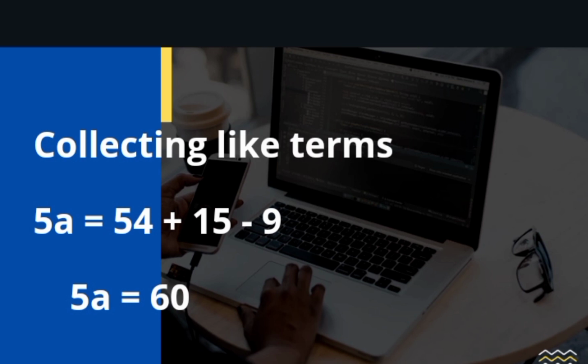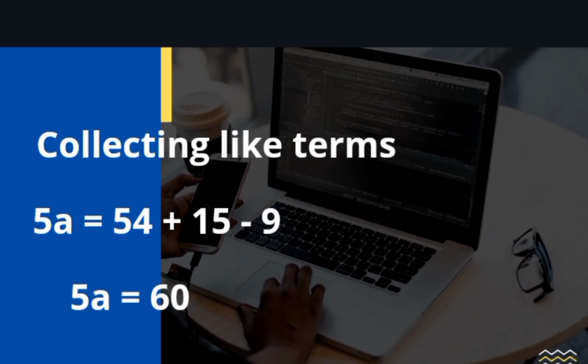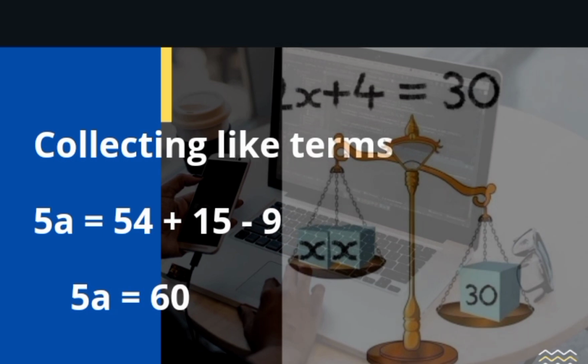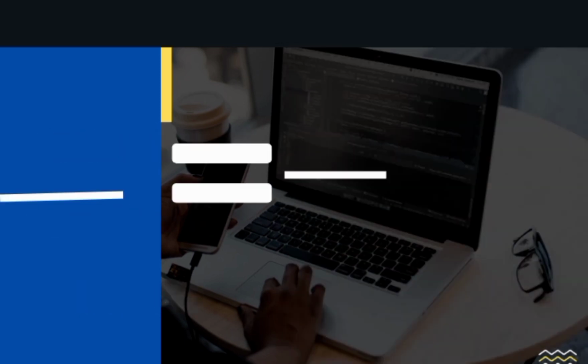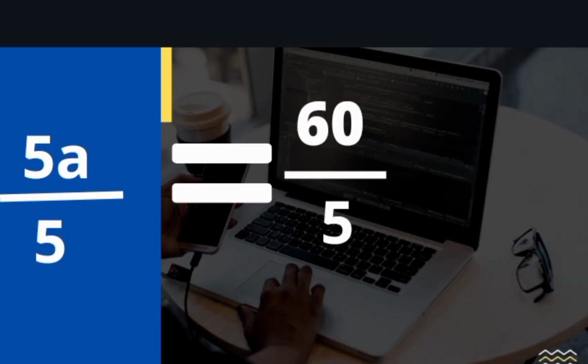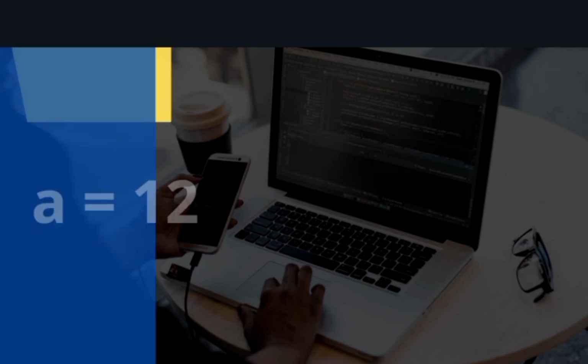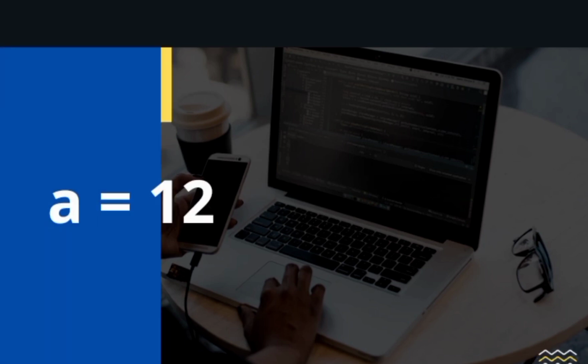However, we are not looking for 5a, but we are looking for a. So the next step here would be to divide both sides by 5. So dividing both sides by 5, 5a divided by 5 cancels 5, we are left with a, and 60 divided by 5 gives us 12. So the original number I thought of was 12.